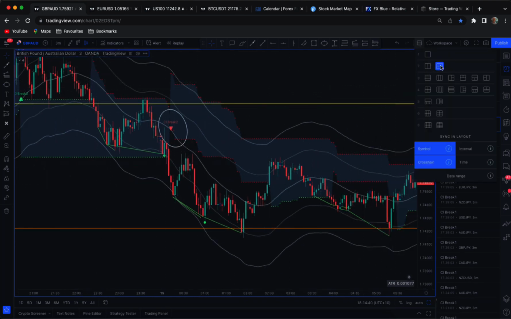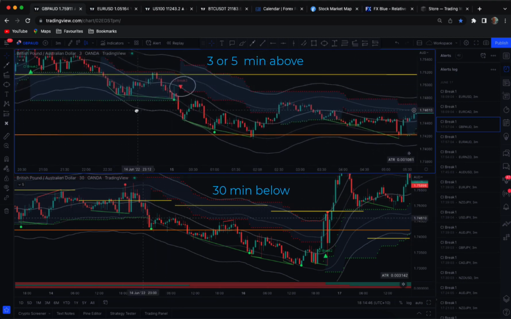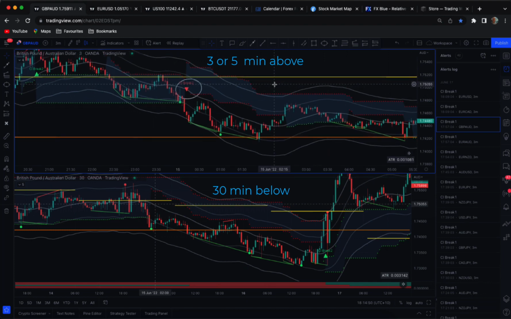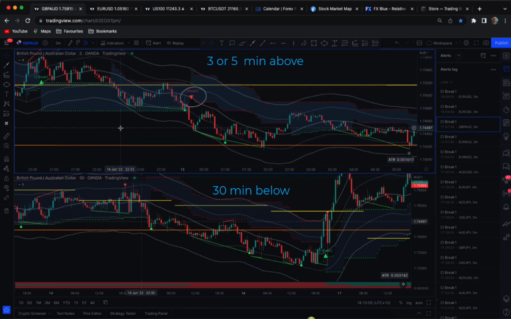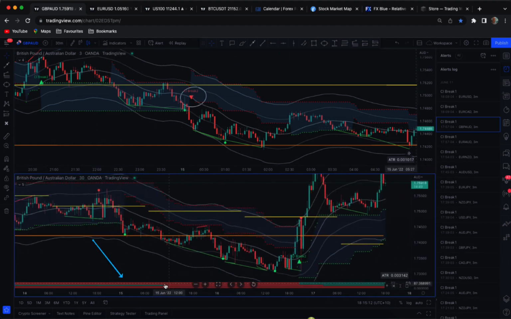I like using a 2-chart layout, 3 or 5 minute, whatever your preference is. I prefer the 3-minute. Some people like a 1 minute. I think that's too fast. The 3-minute for me seems to work out best. I've got a 30-minute under, and then I've got my multi-higher time frame indicator down the bottom.